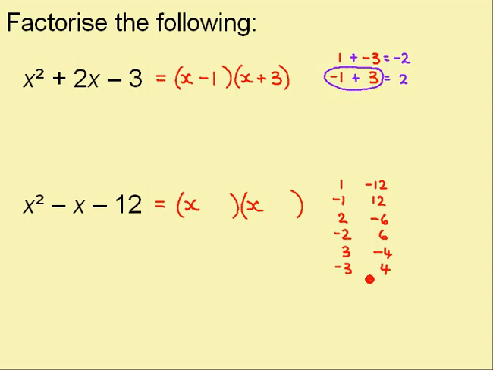Now I want the pair from here that will add up to give me minus 1. A bit of common sense rules out all of these pairs and leaves me just with these. If I add these together, I get minus 1. So this is the pair I'm going to use. So in the first bracket, I'm going to put a plus 3, and in the second bracket, I have minus 4. This is the finished answer for this one.